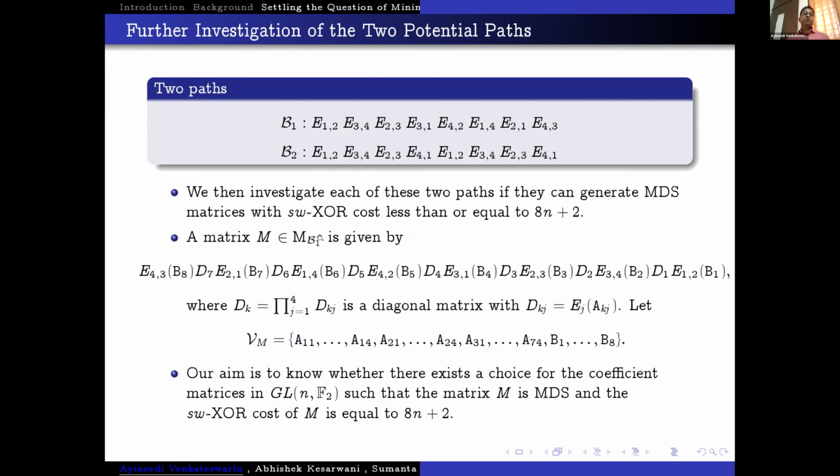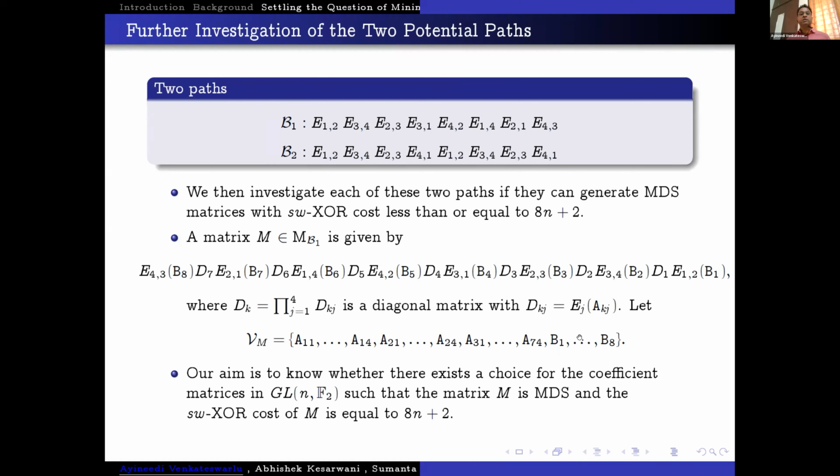We consider the first path, and a matrix generated by the first path is of this form, and the coefficient matrices are given by these A's and B's. If there exists a matrix with cost 8n plus 2, then at most 2 of these coefficient matrices can be non-permutation. All others must be permutation matrices. Because there are 8 type 3 matrices, 8n is already fixed, and you can have only an additional 2. So only 2 of these coefficient matrices can be non-permutation, and all the remaining are permutation matrices.